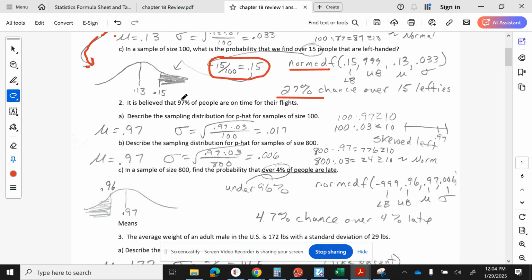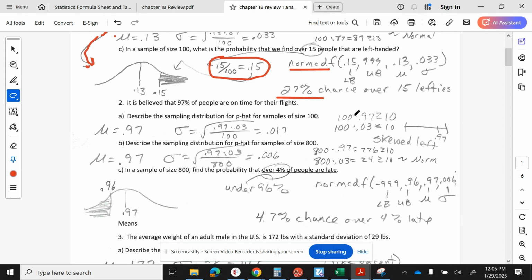The mean is 97%. We're going to convert it to a decimal. So the mean is 0.97. The standard deviation, square root of 0.97 times 0.03 over 100, we get 0.017 for the standard deviation. We have shape and spread.